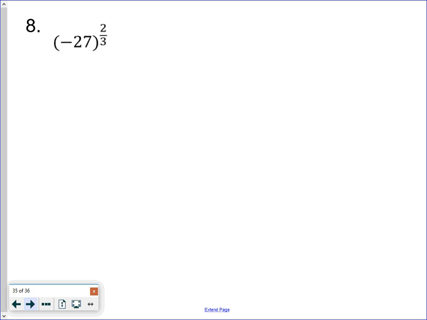All right, for number 8, we have negative 27 to the 2/3. So we have a negative coefficient, and that's perfectly okay. We do not need to flip it to the other side of the fraction. You only do that when you have a negative exponent. So negative 27 raised to the 2/3 is perfectly okay, and we can solve for it how we normally do. So we're raised to the 2/3, so we can rewrite this as the cube root of negative 27 all squared. And again, you could put the exponent inside the radical, and you'll still get the same answer.